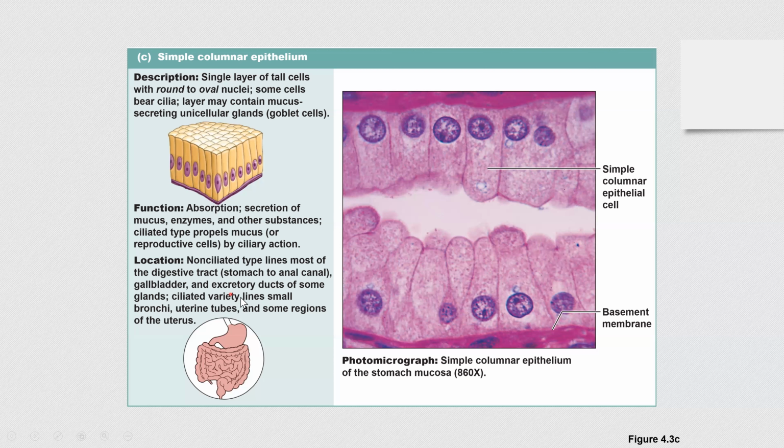Ciliated will be found in the small bronchi, so somewhere where you need the cilia to move mucus, right, in the bronchi, and the uterine tubes, because you need to move the ovum, and some regions of the uterus.